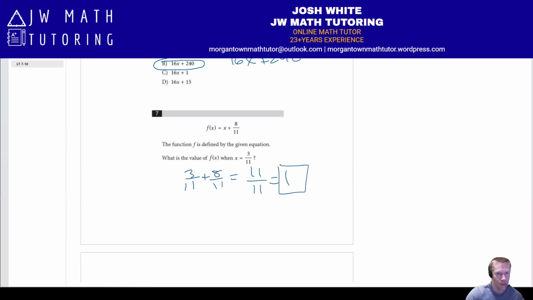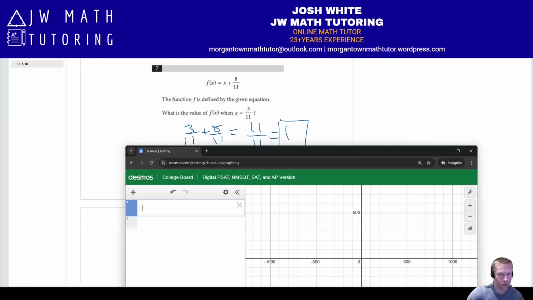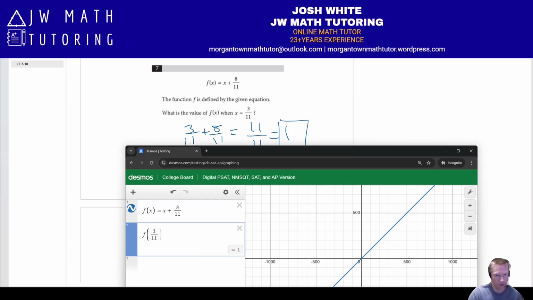That's it. Now, of course, you could go to Desmos if you're having issues with the fractions, and you just easily type in the function itself, x plus 8/11, and then f of 3/11ths. Then you get your answer there, 1, and that's it.